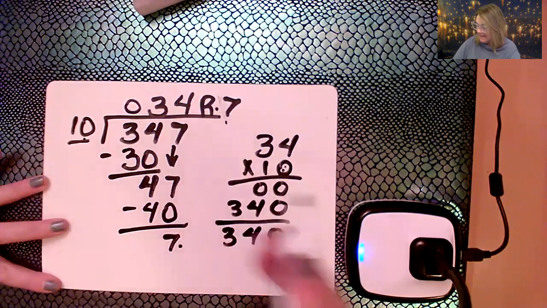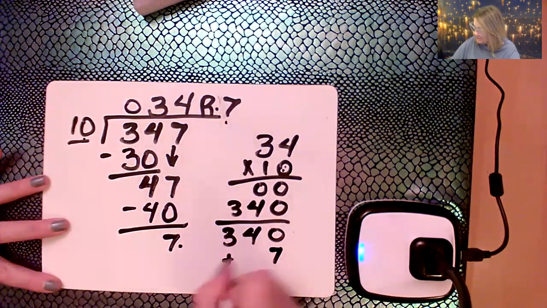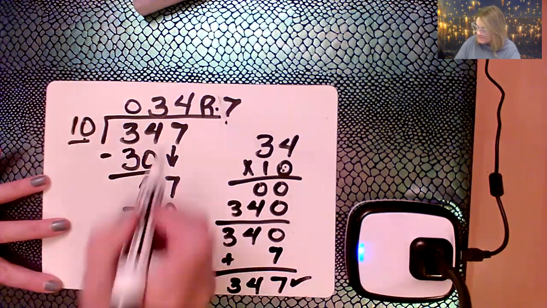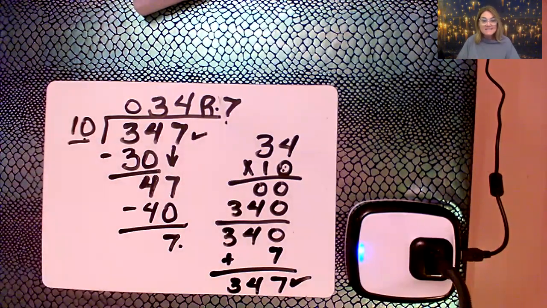Okay, now I have to add my remainder. And that gives me 347. Is 347 my dividend? It is. So I know that my answer is correct.